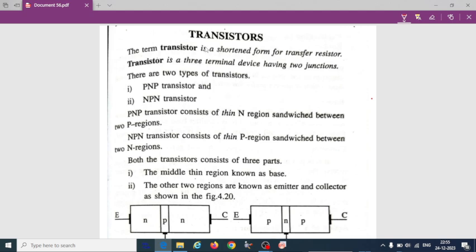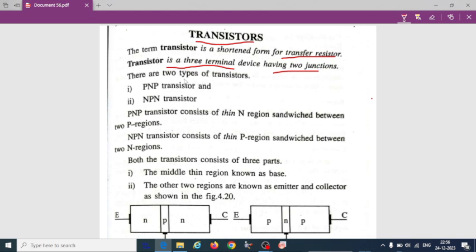Let us start. So transistors, as we know, the name indicates it is a shortened form of transfer resistor. Transfer plus resistor, that makes the transistor. A transistor is a three-terminal device having two junctions.